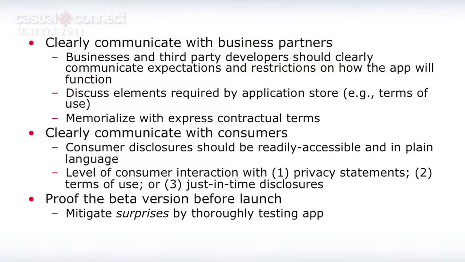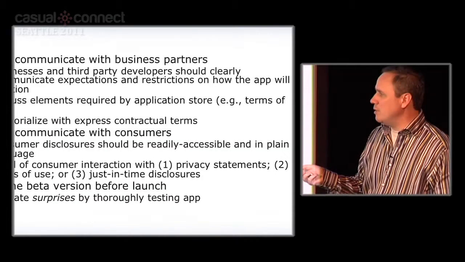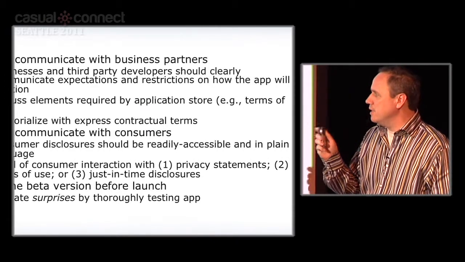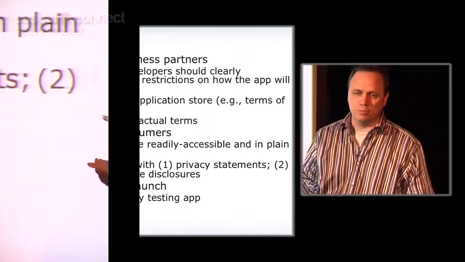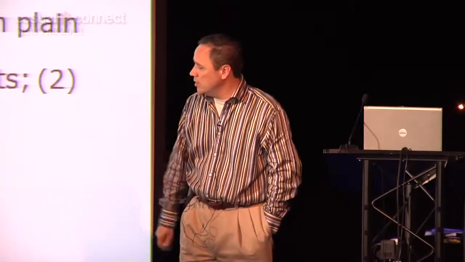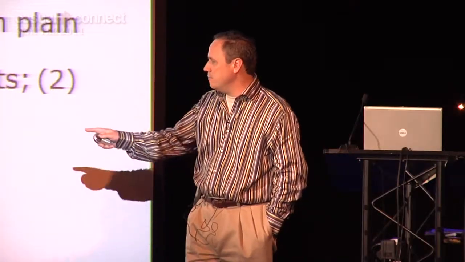Communication side of it, business partners: deal with your business partners to discuss who has what responsibilities. Communicate with the consumers as best as you can, given the screen sizes. Be very plain. I think this really pushes for plain language in your disclosures on the phone itself. And mitigate your surprises. Test it, test it, test it. That was the Google Street View problem, I think.